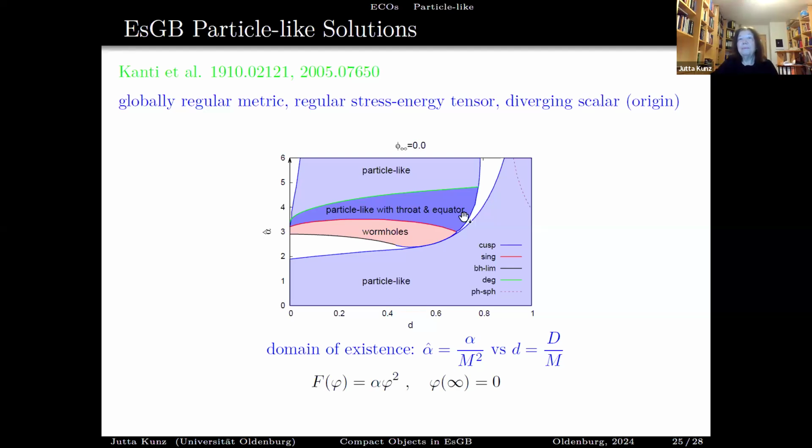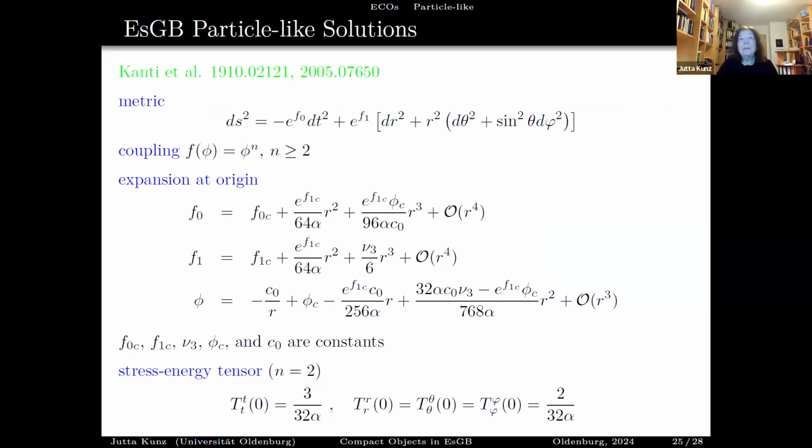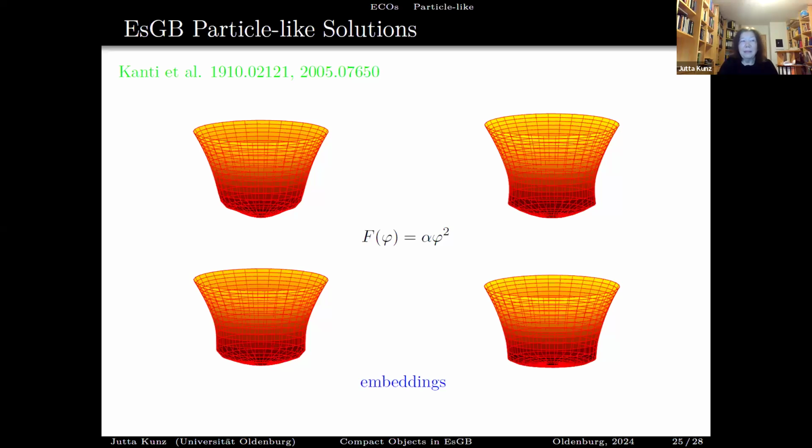So you have the black holes here. Then there are the wormholes. And in addition, a huge number of particle-like solutions, and there can also be particle-like solutions with a throat and with an equator. So this is just an example of how things look. You make an expansion, and in the expansion you see most things are fine. It's just the scalar field that diverges at the origin. Yeah, it's an expansion at the origin, of course. And this is how these objects look.